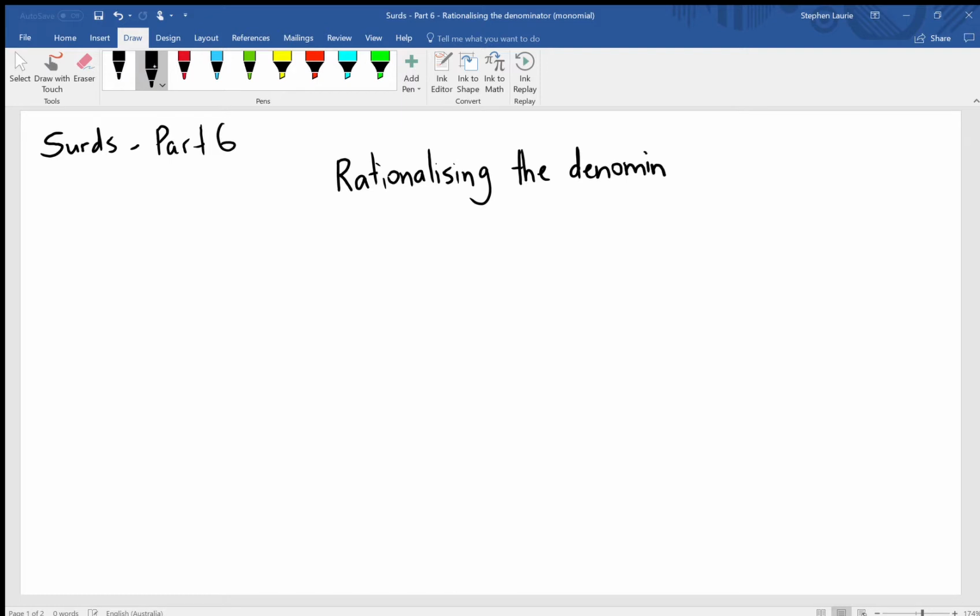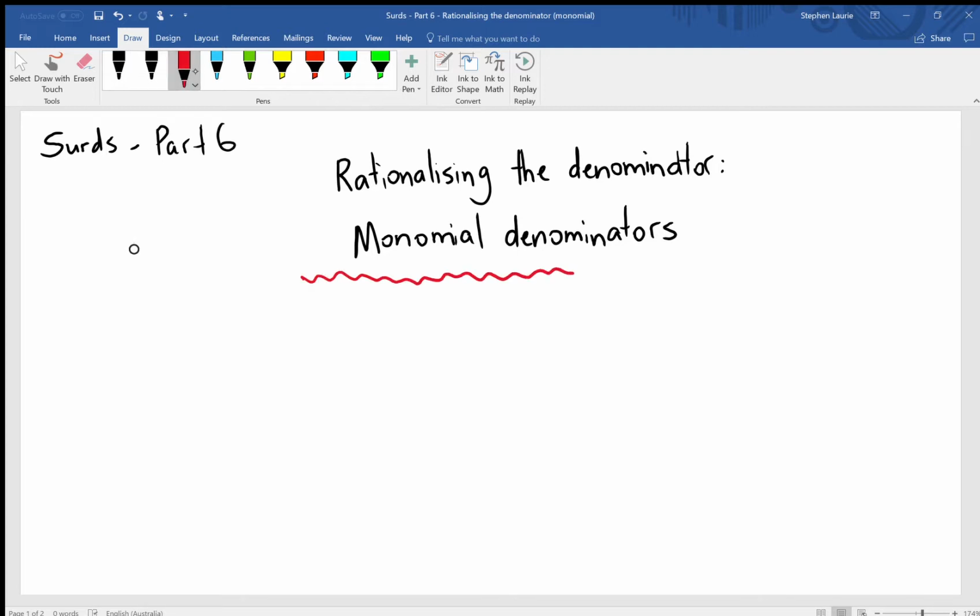It's the first type of denominators, which are called monomial denominators. Monomial. Okay. Now remember we looked at binomial products last lesson. Well, binomial denominators will be the second of this rationalising the denominator part. So monomial simply means that we've got one term. Okay, so let's write some notes.